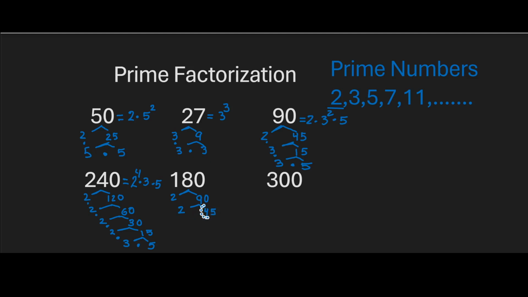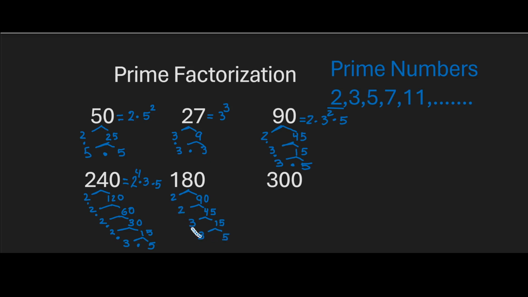And can you see that I'm not able to divide by 2 anymore? So the next number is gonna be 3. If I can divide by 3, then the next number is gonna be 5. But in this case, yes, I can divide by 3. If I divide this by 3, then I'm gonna get 15, and I can still divide by 3. The answer is gonna be 5.